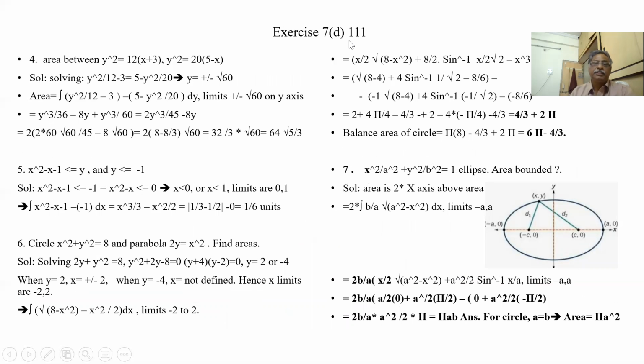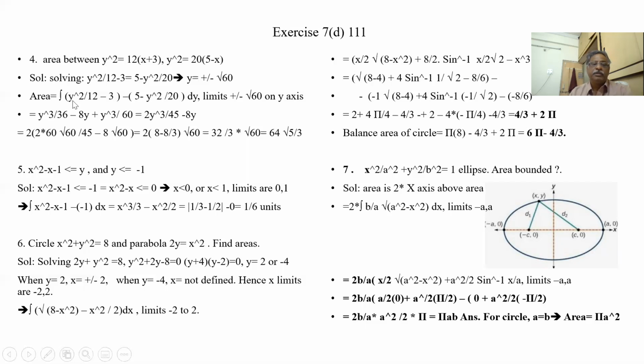Let us see. Section 3. Area between y square is equal to 12 into x plus 3, y square is equal to 20 into 5 minus x. Now I have to solve these two. Both are y square, so I am solving. I am getting y is plus or minus 6 root 60. So these are the limits I am getting.